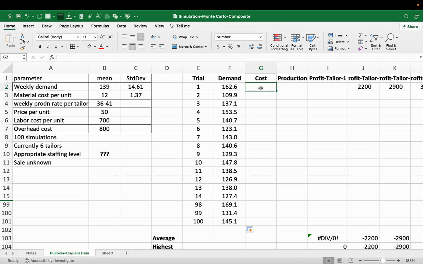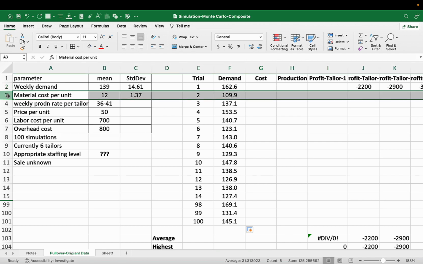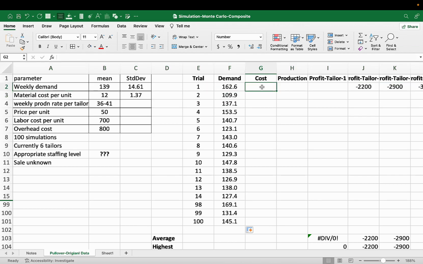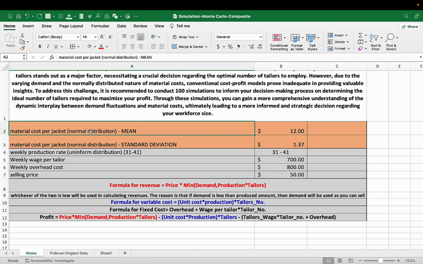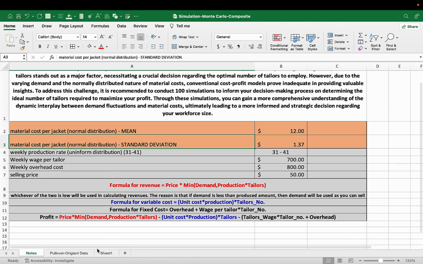Now the next thing is cost. As you can see here, cost again follows the same pattern. It's normally distributed, and the mean is $12 and the standard deviation is 1.37. I will use the same formula, because it's normally distributed, and that's usually stated upfront in the problem. For example, it says this is material cost, it's normal distribution, and this is the material cost standard deviation, it's also normal distribution.